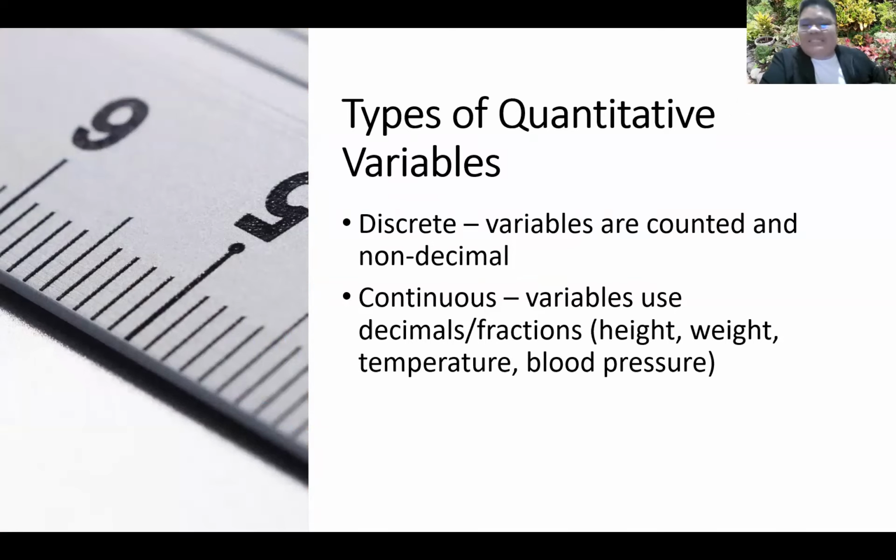Pag sinabi kong class na discrete, these are variables that are counted and non-decimal. Halimbawa, number of ball pens inside your bag, that is considered to be discrete. Number of children, so alam natin, 5 yung number of children. Pero pag sinabi natin class na continuous, variables would use decimal and fraction.